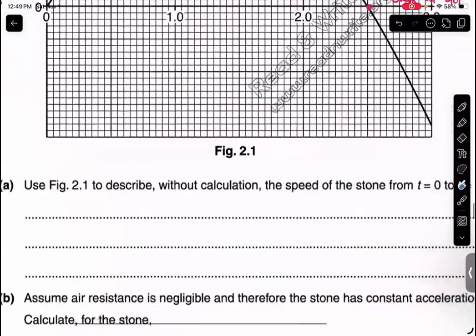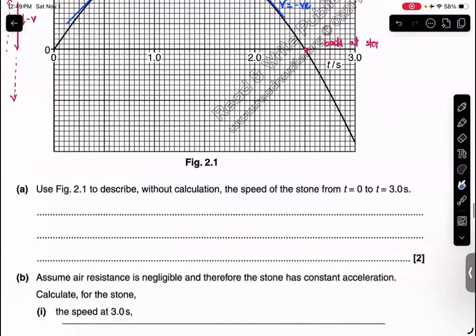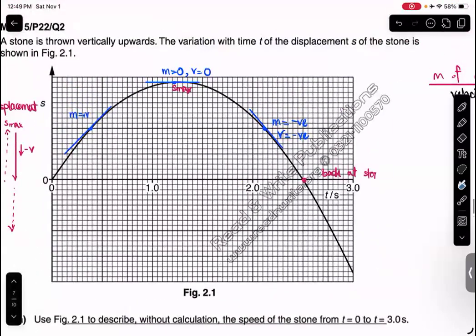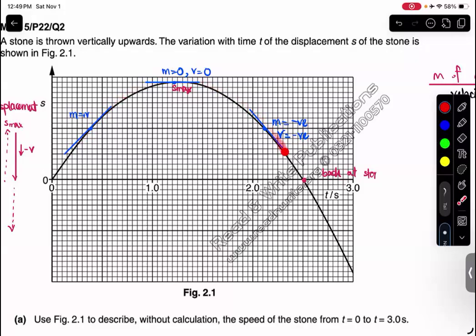Use figure 2.1 to describe without calculation the speed of the stone from t equals 0 to t equals 3. That's basically just trying to describe the gradients. You don't need to calculate anything. You know that the slopes are changing.